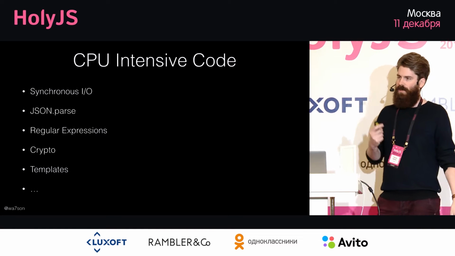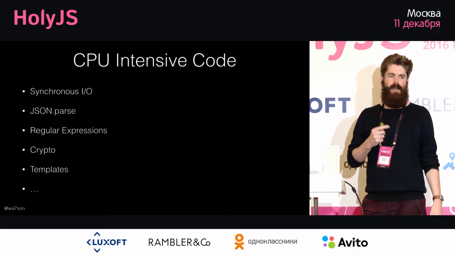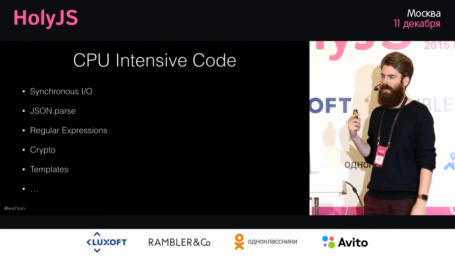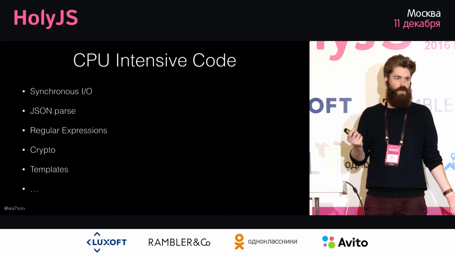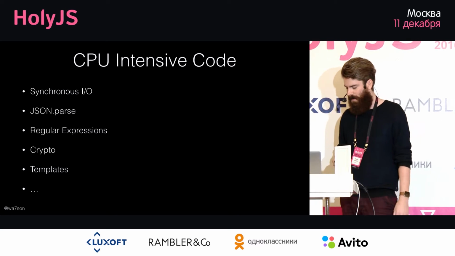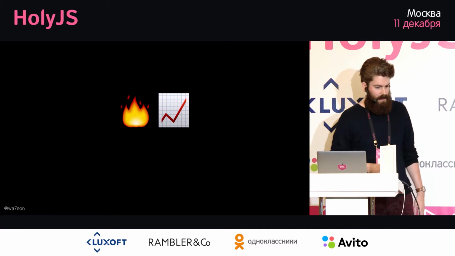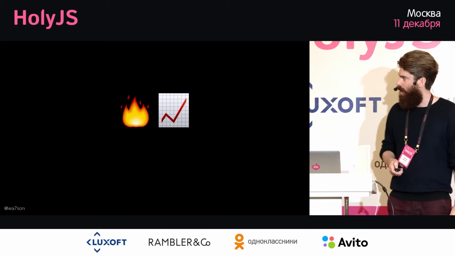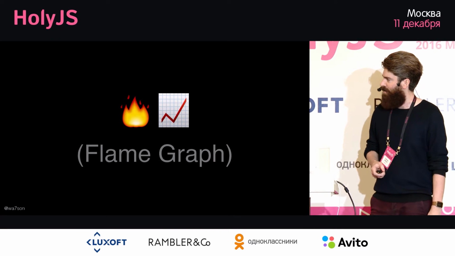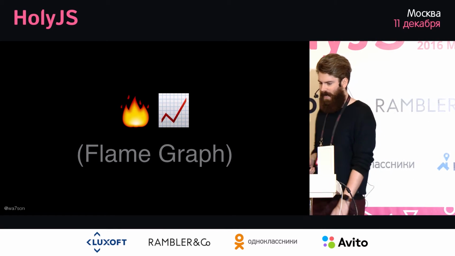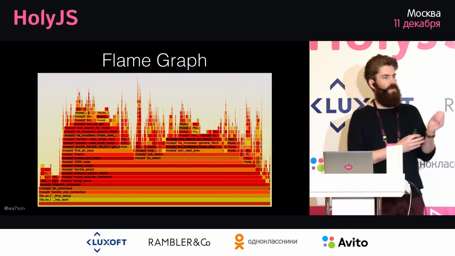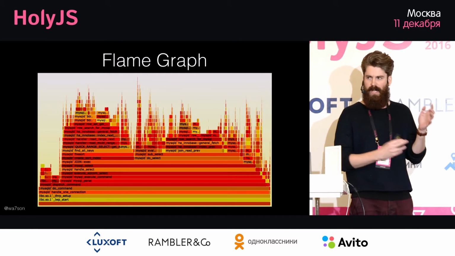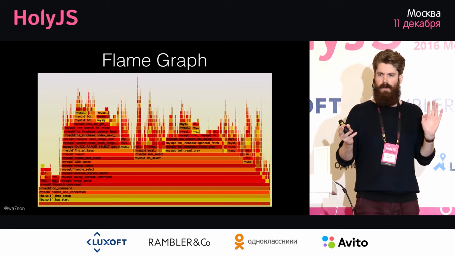So let's look at how we can figure out what part of our app is spending too much time on CPU. So the answer is right here in these two emojis. It's called a flame graph. And a flame graph looks like this. Most of you probably have seen it, maybe. How many of you have seen a flame graph before? Okay.